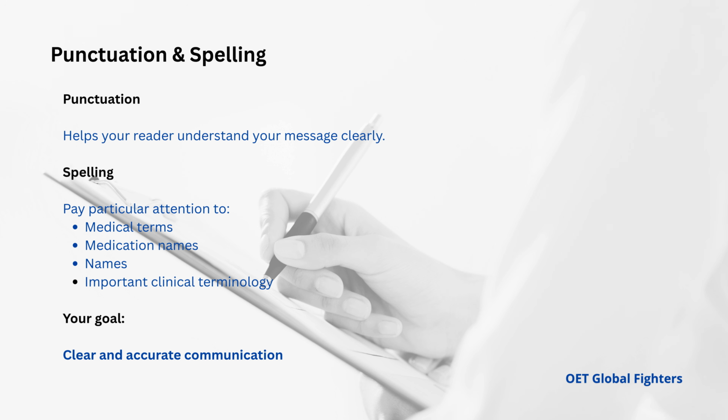And finally, spelling. Obviously, you want your spelling to be accurate, especially with medication names, medical conditions, names, and important clinical terminology. But don't panic if you occasionally make a small spelling mistake. The OET guide notes that you don't need to be absolutely perfect to achieve a B. The goal is accurate communication.